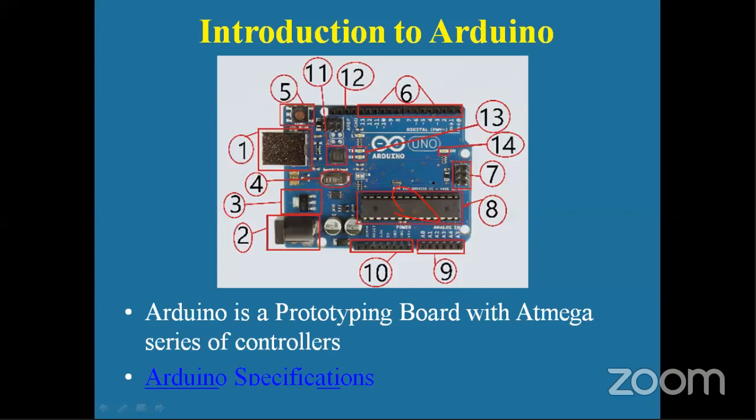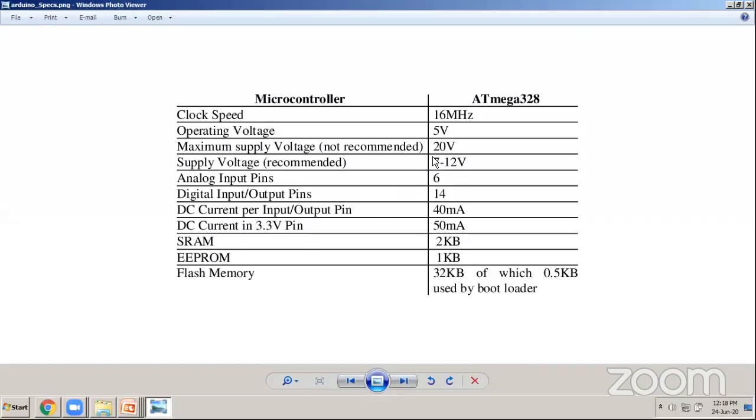So what is an Arduino? It is a prototyping board which uses the Atmega series of microcontrollers. Here are some specifications of the Arduino. The clock speed is 16 megahertz, and the operating voltage is 5 volts. It has 6 analog pins. It has 14 digital input output pins, which means I can connect 14 actuators and sensors, not more than that.